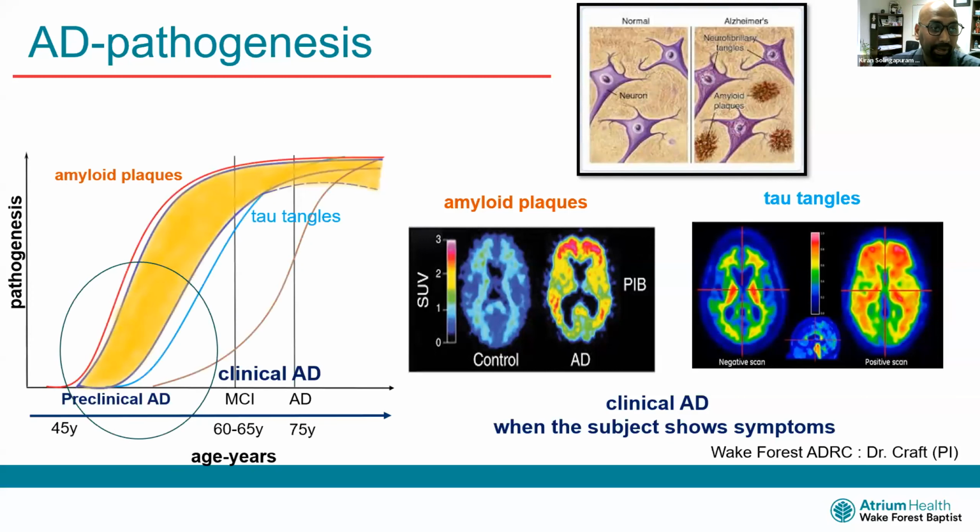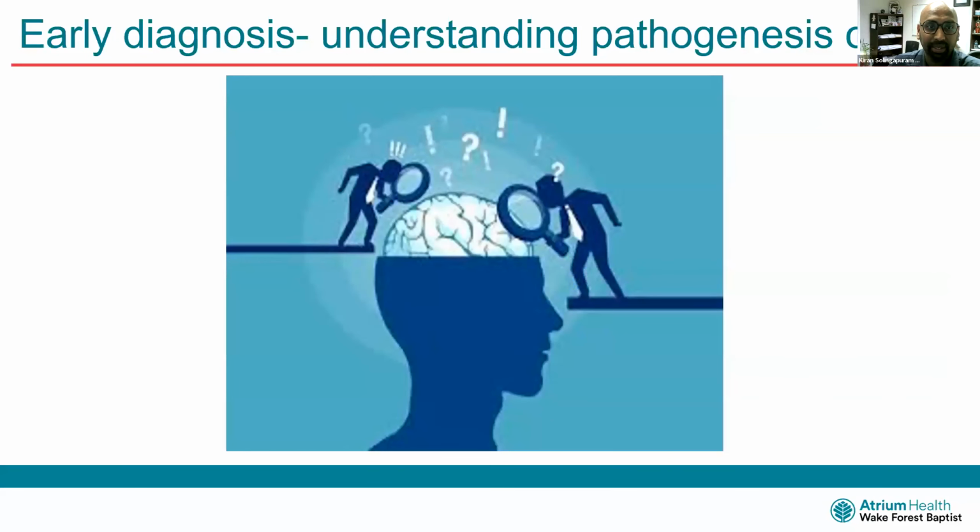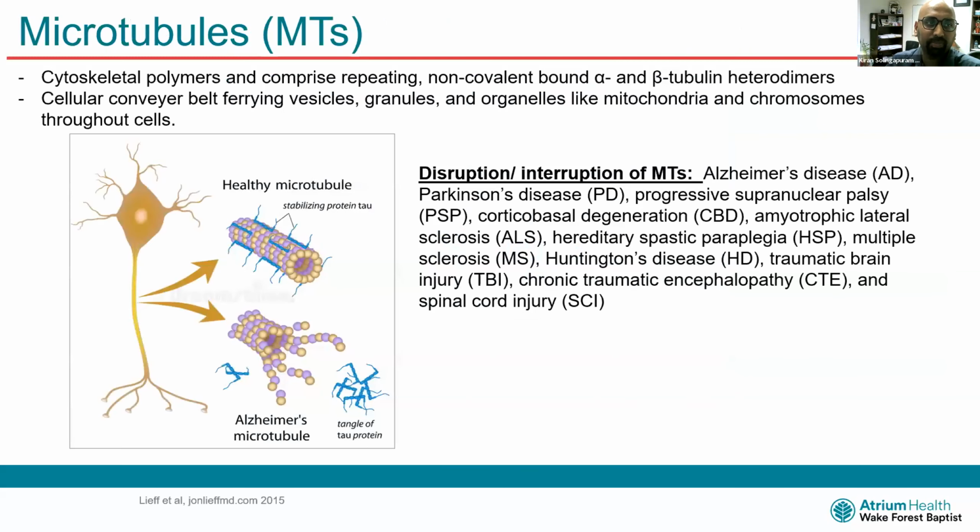Especially we are talking here about preclinical AD, where the pathological cascade of AD begins almost 15 to 20 years before the clinical symptoms appear. So it's very important to understand the early diagnosis, that is, the pathogenesis of AD much before the clinical symptoms even come up. So in that quest, what we have found is maybe microtubules might be a wonderful target.